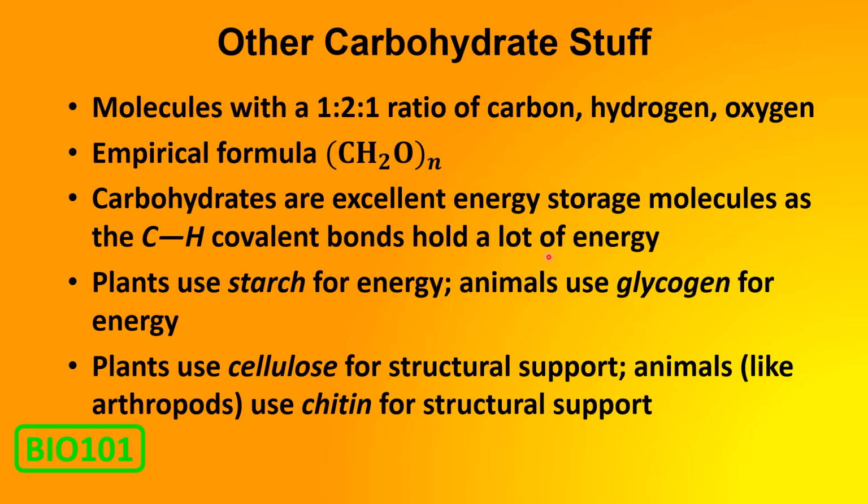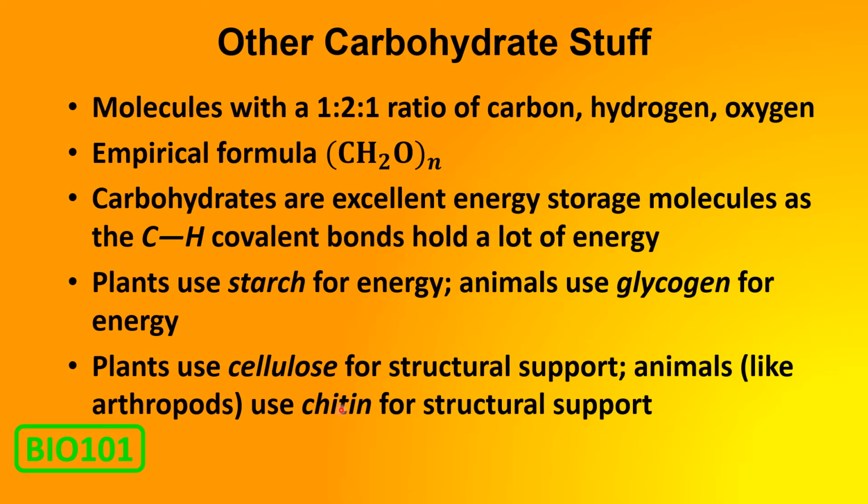So carbohydrates are excellent energy storage molecules. They are used mainly for energy. There are a lot of carbon-hydrogen covalent bonds, right? And those are the bonds that are broken. And when you break a chemical bond, you release energy, as we'll see when we talk about ATP. Plants use starch for energy. Animals use glycogen for energy. Remember, I told you in the first part, glycogen is the storage form of carbohydrates in vertebrate animals. Starch is the storage form for plants.